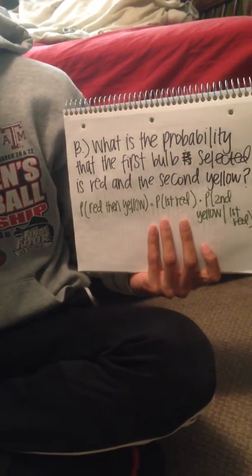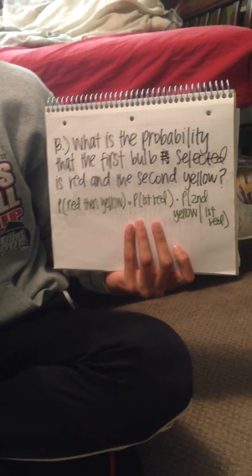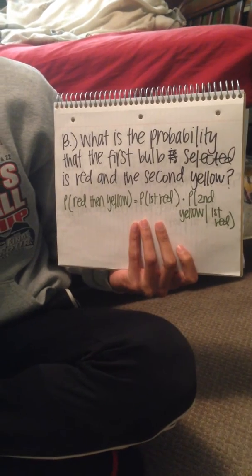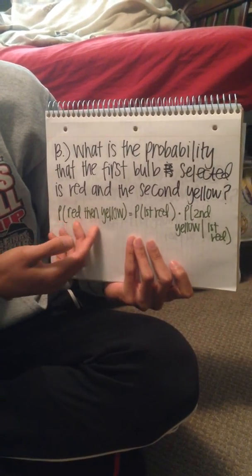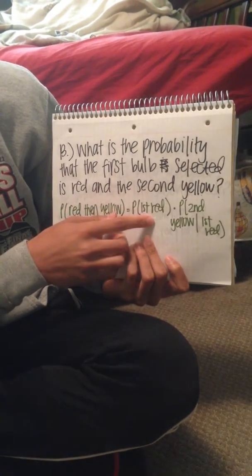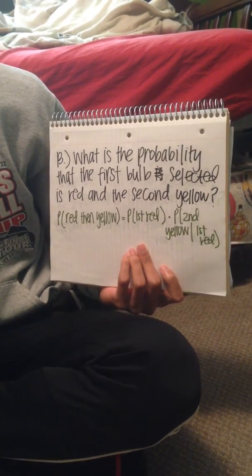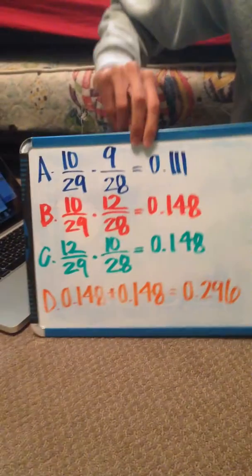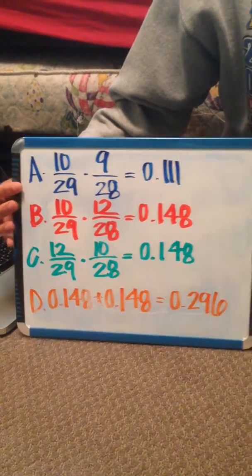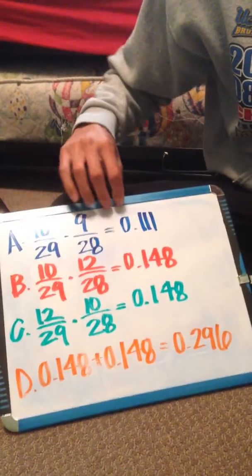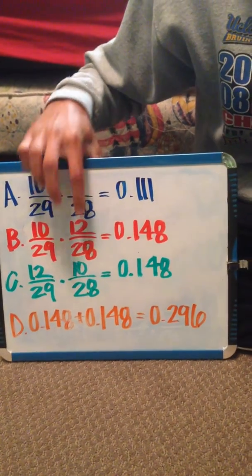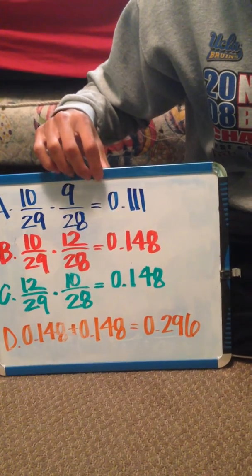Now problem B. What is the probability that the first bulb selected is red and the second yellow? So that would look like this: probability of red then yellow, which would equal probability of the first being red times probability of the second being yellow if the first is red. So that's going to look like this. You're going to have 10 red tulip bulbs out of a total of 29 tulip bulbs, and since you've already selected one red tulip bulb, you now have 12 yellow tulip bulbs out of a total of 28, which equals 0.148.